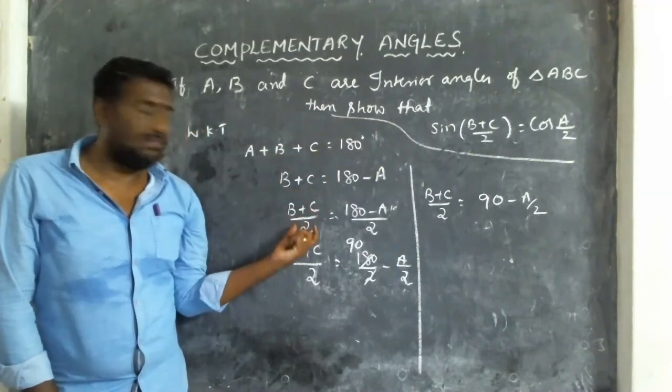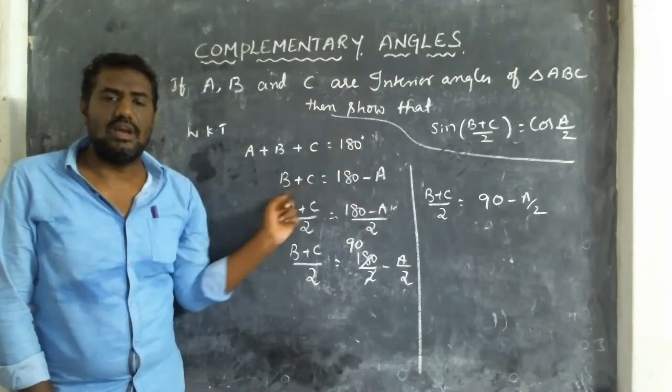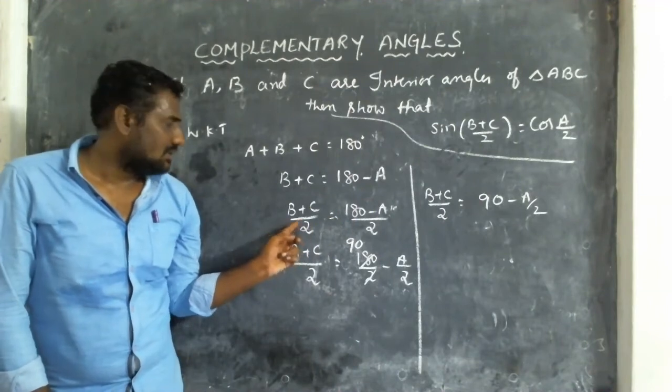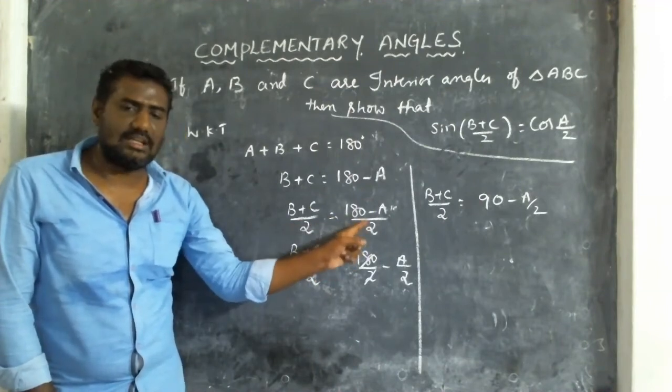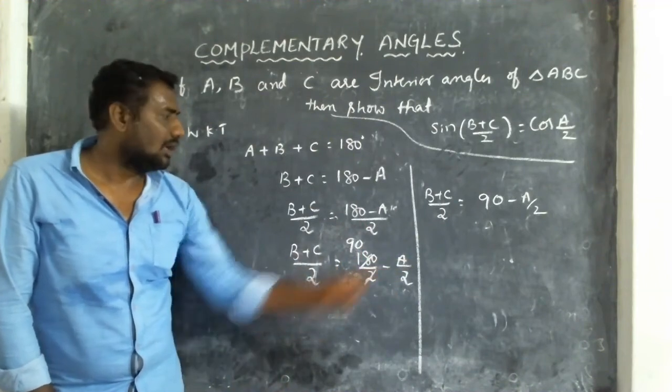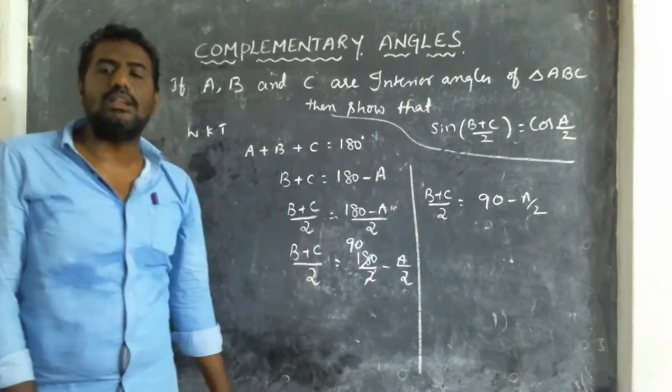Now, down of the b plus c, what is there? 2 is there. So I divided both LHS and RHS by 2. Next, here I separated the right side: 180 by 2 minus a by 2. 2 ones are 2, 2 nines are 90. Now I got b plus c by 2 equal to 90 minus a by 2.